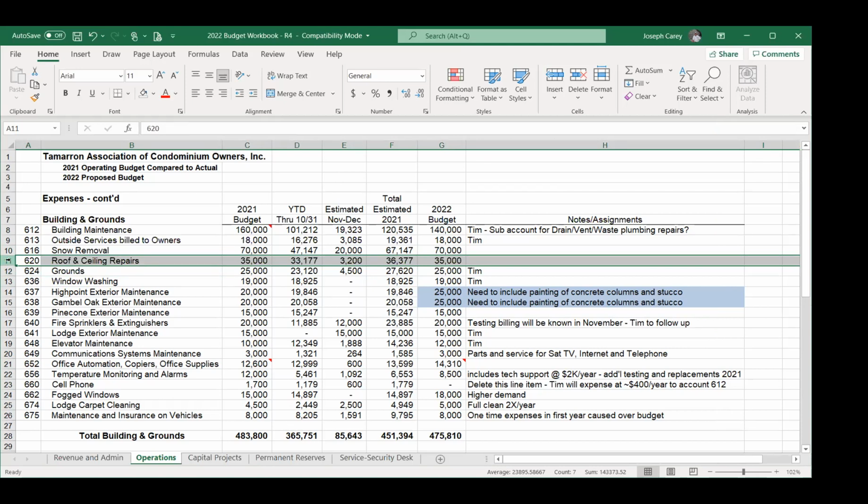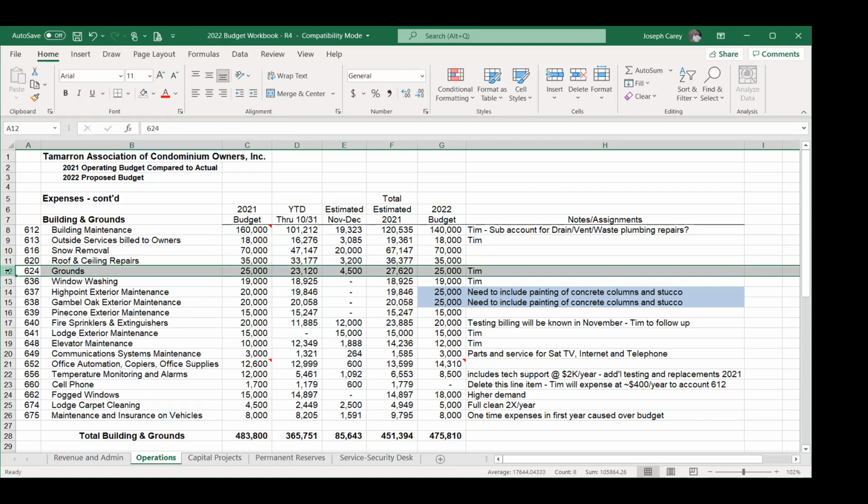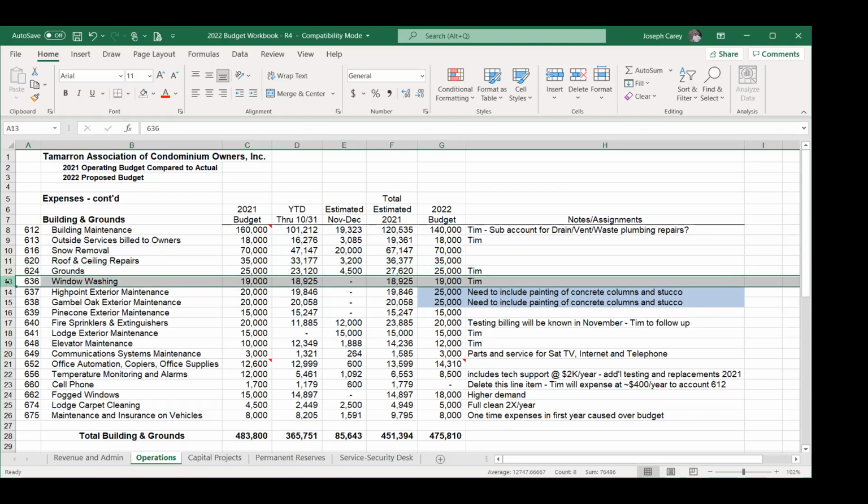All right, so roof and ceiling repairs. Budgeted 35, we spent 36, we'll budget 35 for next year. That handles 95% of the need. I think it's a good number. Okay. Grounds. Budgeted 25, we'll spend 27, we'll budget 25. Good? Yep. Window washing. Not much to say there, it's pretty much right on.